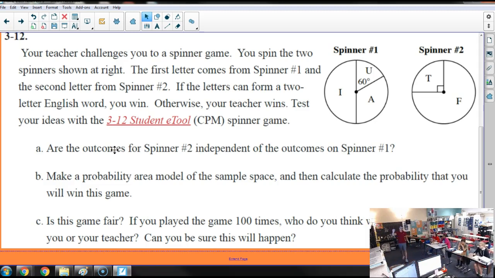So, your teacher, right, moi, challenges you to a spinner game. You spin 2 spinners shown at the right. The first letter comes from spinner 1. The second letter comes from spinner 2. The letters can form a 2-letter English word. You win. Otherwise, I win.